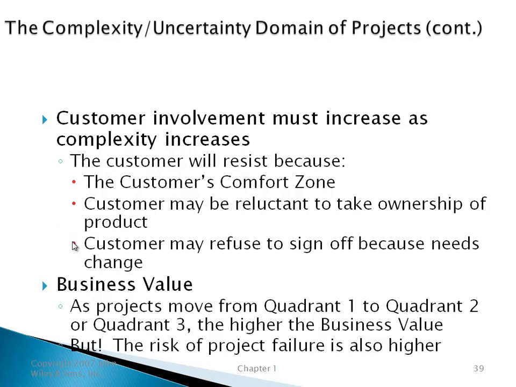At this point, you need the customer to be more involved. The customer would like to be in the comfort zone, but you would like actually customer feedback to get the proper product, the proper outcome for the customer. Usually, customer may refuse to sign off because of needs change. The business value, as projects move from quadrant 1 to quadrant 2 or quadrant 3, the higher the business value, but the risk of the project failure is also higher.